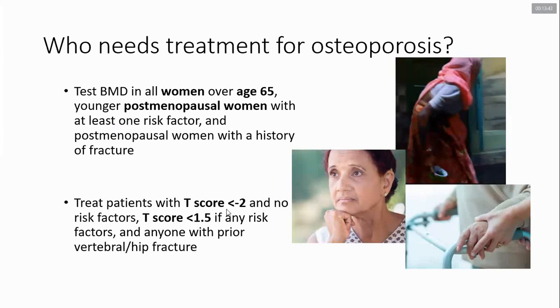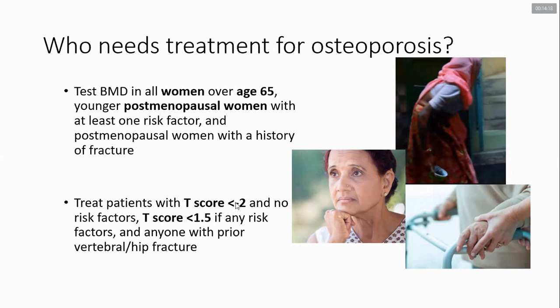Who needs treatment? Any lady above 65 years old, or any younger postmenopausal woman, or, let's say, any lady who has undergone total hysterectomy with oophorectomy at 30-35 years because of some other condition such as an ovarian cyst, you want to supplement with anti-osteoporotic treatment even though she is 35. So age is not the only factor.